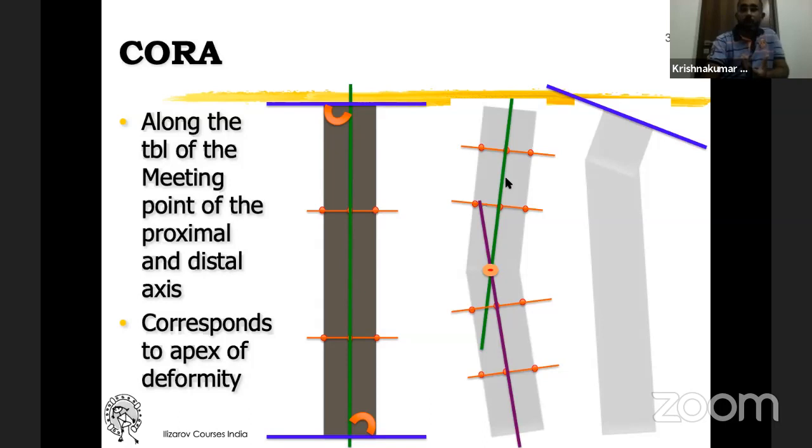Now, when we discussed lines, we said that the second method of drawing a line is to have one line, a point on that line, and a specified angle. And you know that these angles are close to 90 degrees. So you draw a line at 90 degrees to the joint orientation angle. That is your proximal mechanical axis. The second line is your mid-diaphyseal line. That is the distal axis. So the point where these two meet is called the CORA, or actually the apex of the deformity.